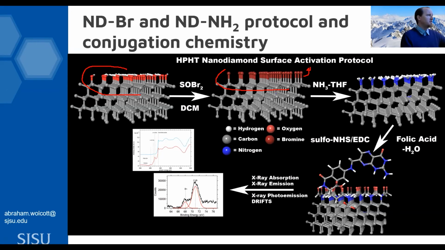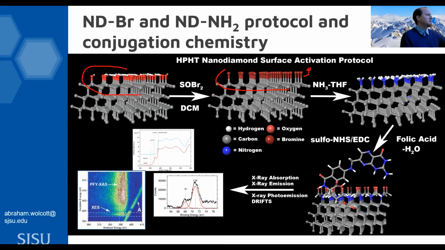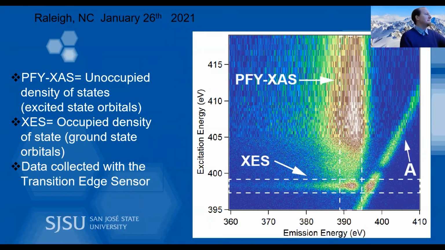And we're using XPS, XAS, and FTIR to probe these samples. In particular, this is an interesting piece of data that I want you to see. This is known as a RIXS map, and let's look at it in a little more detail. A RIXS map is a resonant inelastic X-ray scattering profile. You've got the emission energy from your sample, and then you've got the excitation energy. So it's like a combined absorption and emission data plot at the same time.